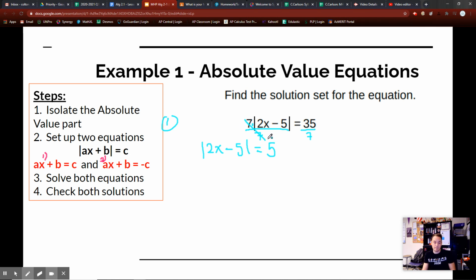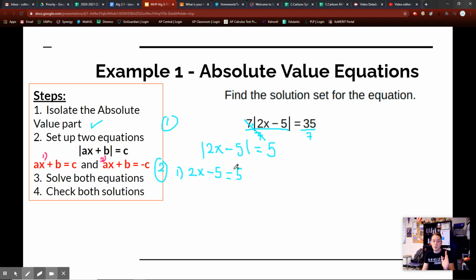Perfect. All right. Now, is it isolated? Yes. Okay, the absolute value part is isolated on one side of the equation. I can now go to step 2 and start setting up two different equations. My first equation is going to be everything I see in the absolute value bars, except I don't write the absolute value bars, and then equals 5.